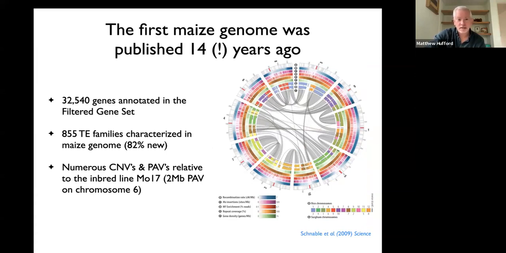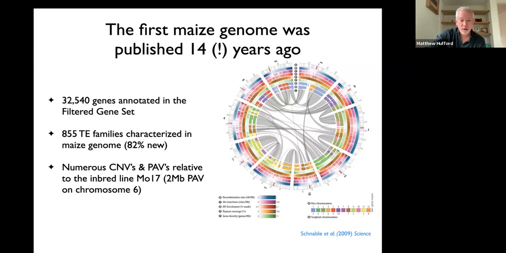And there was a lot that came from getting this initial genome B73 published. So we got our first set of annotated genes, over 32,000 genes that were annotated in the filtered gene set. There was also a working gene set that was slightly less confident. And then identification of 855 transposable element families. For the first time, 82% of those were brand new. They'd never been annotated before, and this reference genome allowed for that.